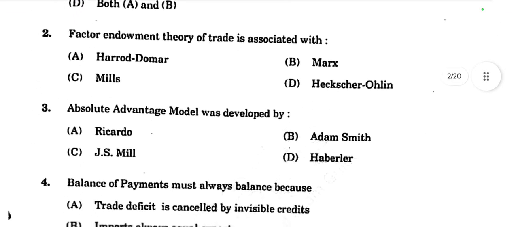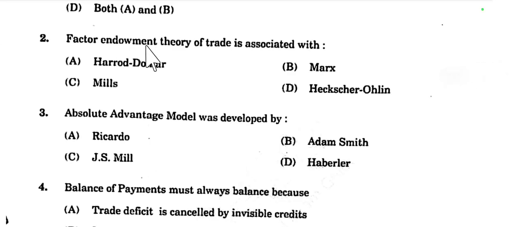Then come to question number 2. Factor endowment theory of trade is associated with Harold Domar, Marx, Mill, means J.S. Mill, or Heckscher-Ohlin. Factor endowment theory is otherwise called the HO theory, Heckscher-Ohlin theory. So option D is the right choice. So these are direct questions.